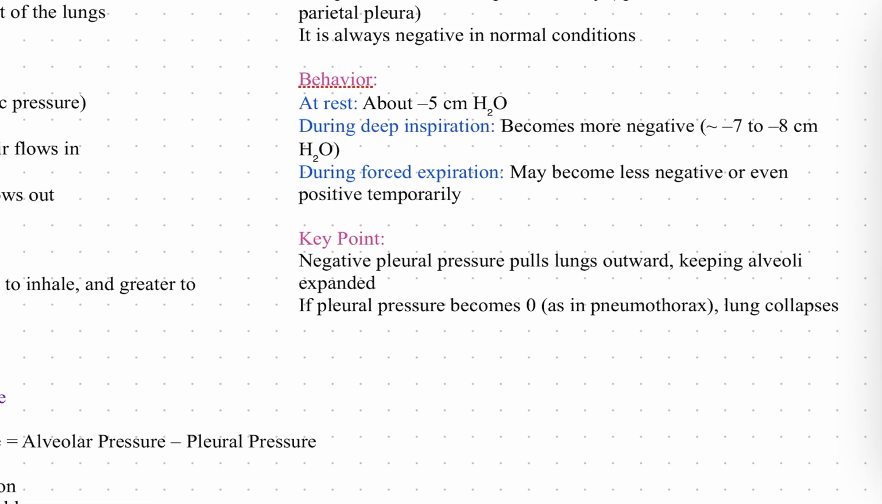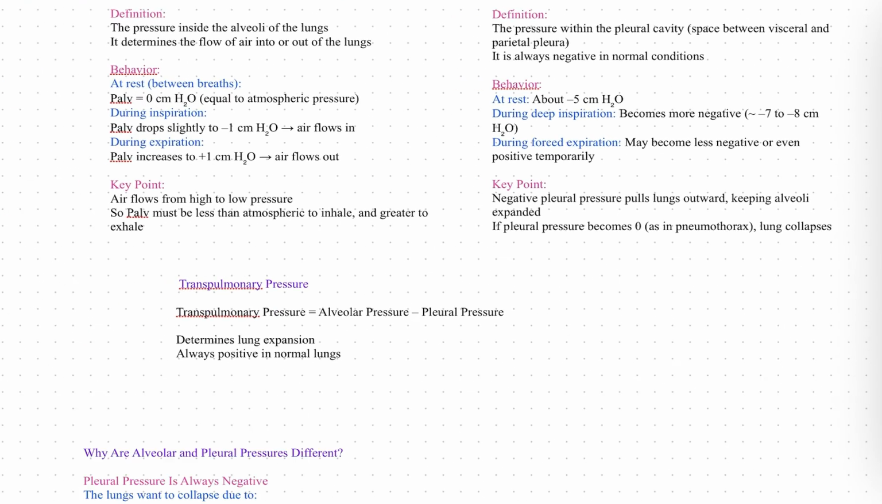The key point we have to remember is that negative pleural pressure pulls the lungs outward and helps in alveoli getting expanded. If the pleural pressure becomes 0, as in pneumothorax, where there is air present in the pleural cavity between the visceral and the parietal pleura, the pleural pressure becomes 0. So whenever the pressure becomes 0, the alveolar expansion will be hampered, so the lung collapses.